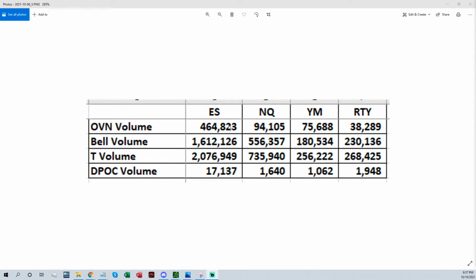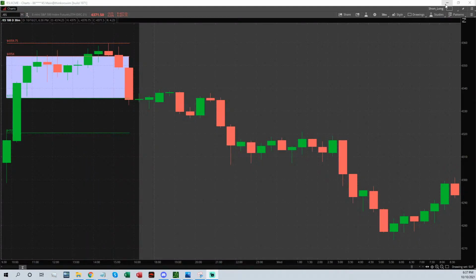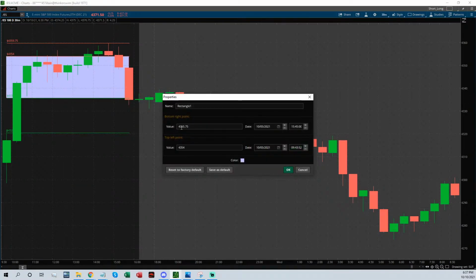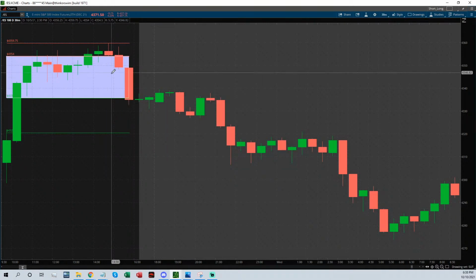It doesn't hurt to look at that every day to see what you think it is. So we've got an extraordinarily high amount of volume compared to what our average is coming into the bell. This is where value was on Tuesday. We already defined this, and I'll edit this for you: between 43.35.75 and 43.54. That's where the value is.